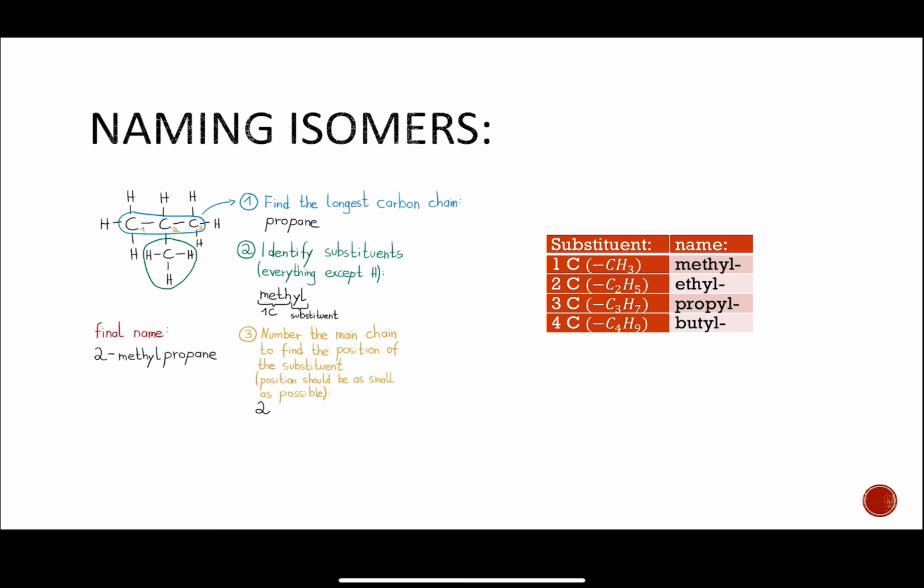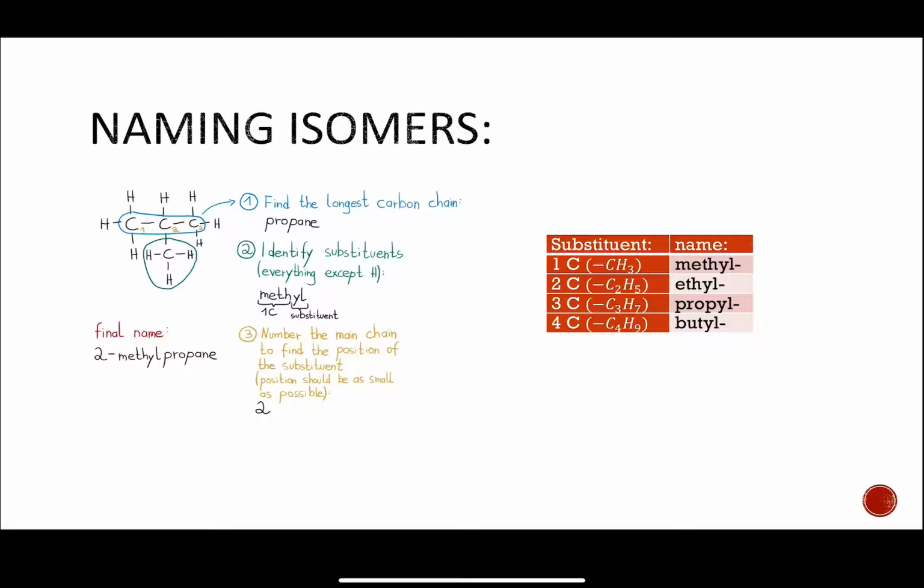Okay, let's go back. Step number 3 to name the isomer is we have to number the main chain to find the position of the substituent. And the position should be as small as possible. So in this case, we could number the main chain like this. First carbon atom, second, third. We could also do it the other way around, so that could also be 1, but then this carbon atom still gets number 2, so it doesn't matter in this case.